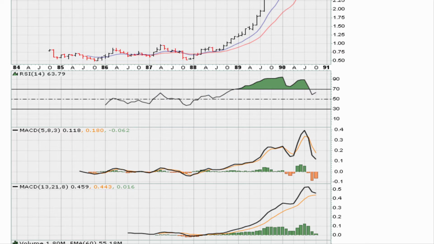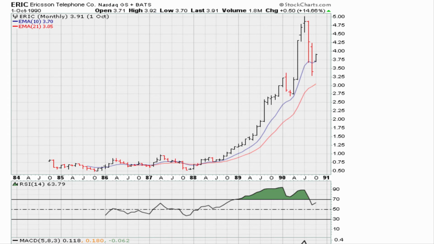So that breakout in 1988 met the minimum requirements for the ultimate Muathe breakout, and there should be a link in the description of the video explaining this method. So that breakout was the first true breakout that met the minimum requirements.